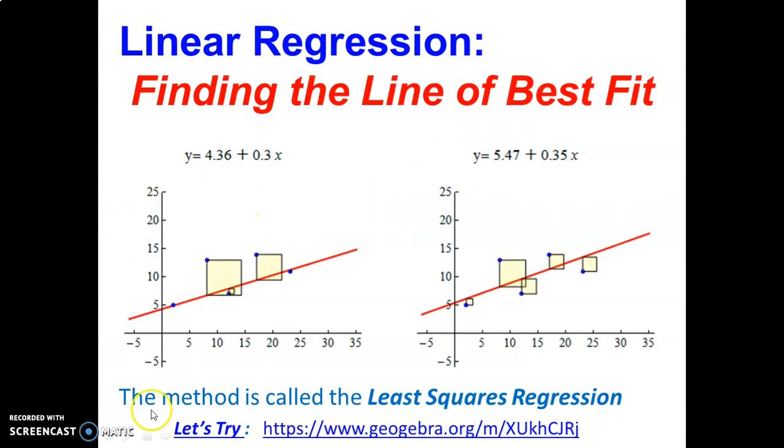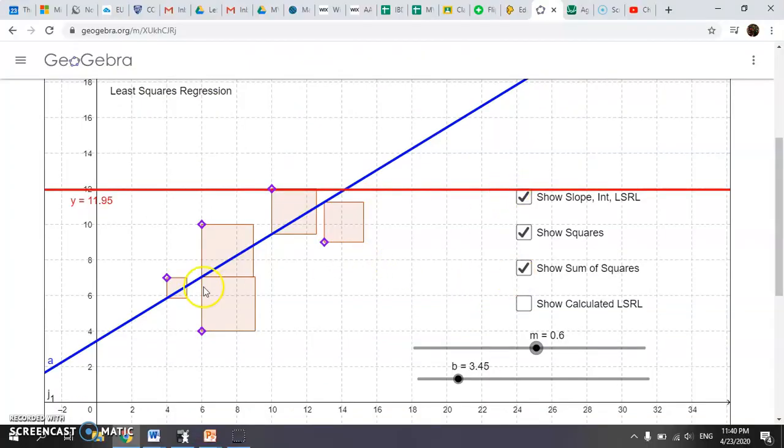So again, pause the video now, follow this link, or put this link into your browser, go through that same exercise by selecting the first 3 squares and try to minimize the sum of the squares. See if you can find the best fit line.